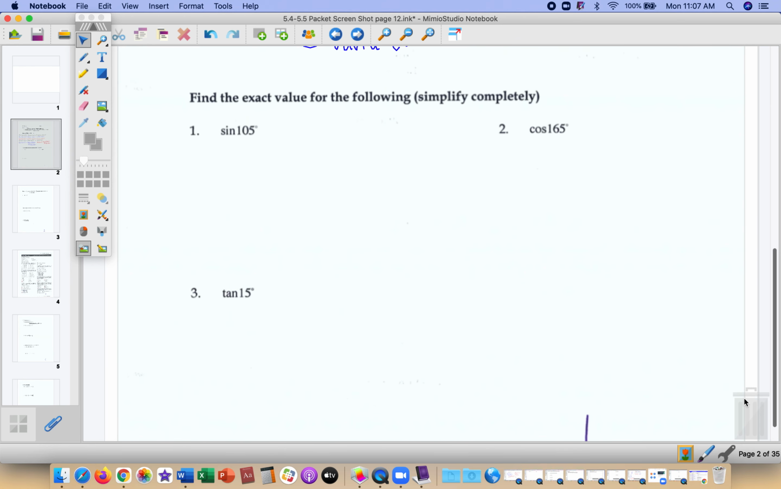If we look right here, it says find the exact value, sine of 105. Again, 105 isn't on the unit circle, so we want to think of two numbers that add or subtract to 105. It can be any combo. You can write whatever number first. You just want to make sure you're plugging into the formula properly.